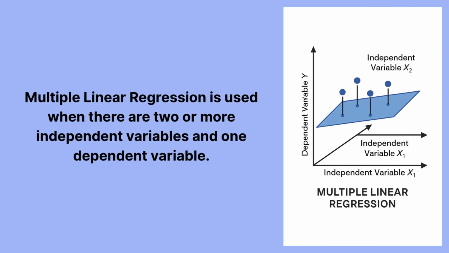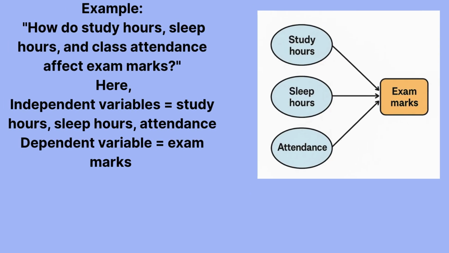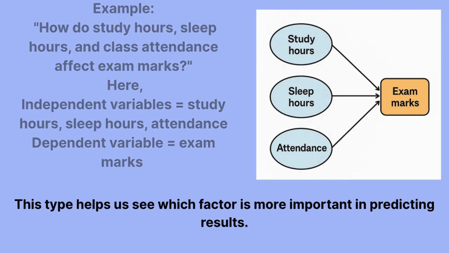Multiple linear regression. Multiple linear regression is used when there are two or more independent variables and one dependent variable. Example, how do study hours, sleep hours, and class attendance affect exam marks? Here, independent variables equals study hours, sleep hours, attendance, dependent variable equals exam marks. This type helps us see which factor is more important in predicting results.